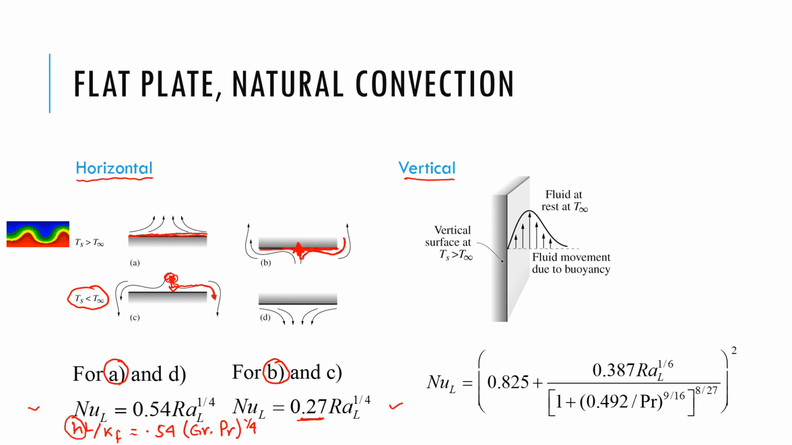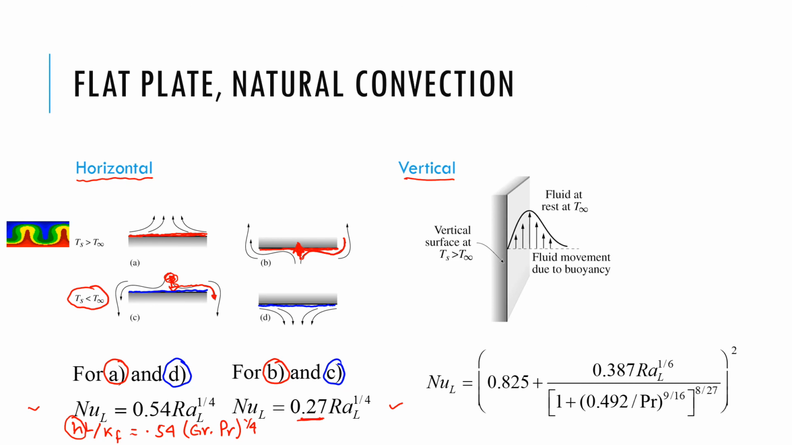And so the two cases that are equivalent are when the heated surface is facing up or the cooler surface is facing down. So this is a cooler surface facing down. These two are equivalent. So for A and D, we have the same formula. Likewise, for B and C, we have the same formula. Okay, so that's about the horizontal position of the plate.